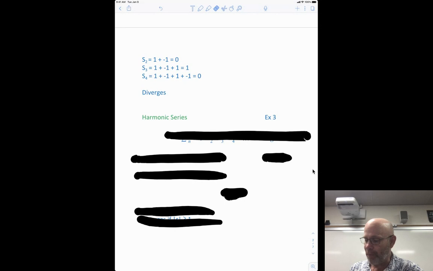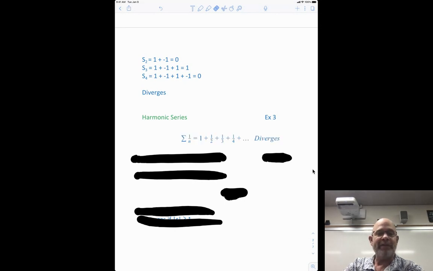This is called a harmonic series. Okay, very important name. I'm going to refer to harmonic series all through this chapter. It's the series of 1 over n. So in other words, it's 1 plus 1/2 plus 1/3 plus 1/4. It turns out this one diverges.